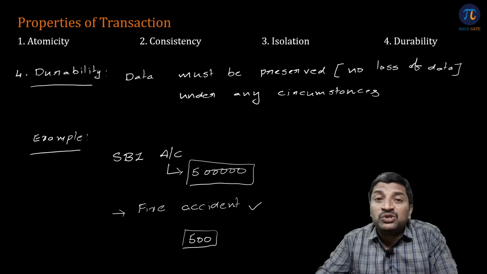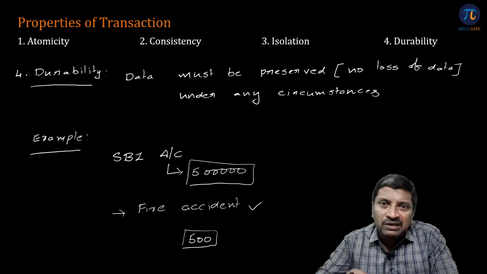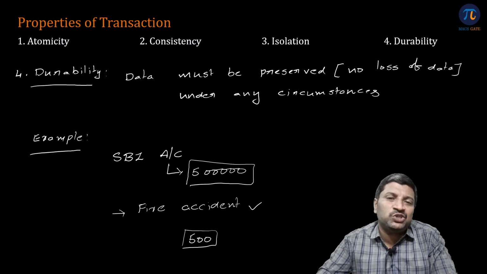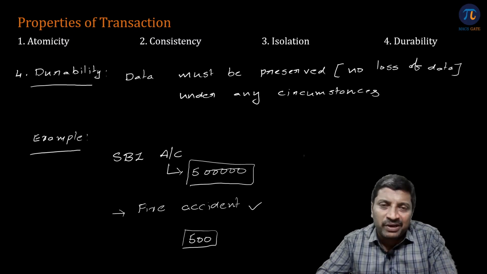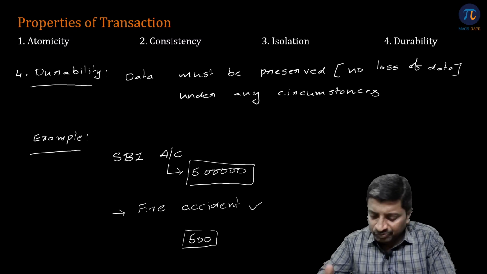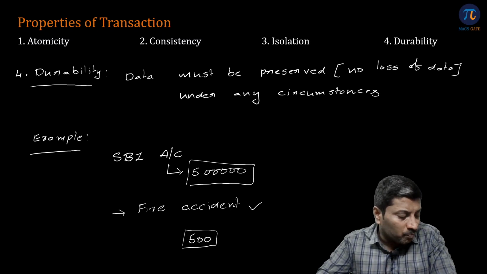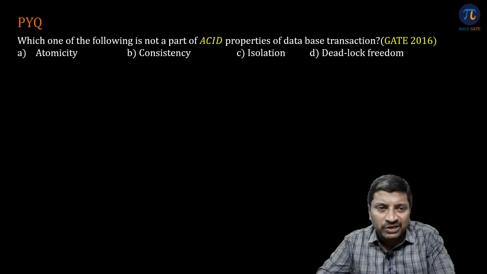Now, how do we achieve these properties? For that, we have protocols or mechanisms which we need to follow when we perform operations. To achieve these 4 properties, what mechanisms or protocols do we need to follow? Those things we will discuss in upcoming sessions. In this session, we are mainly discussing the properties of a transaction and the states of a transaction. We have completed the properties of the transaction. Now let's go to the next one.